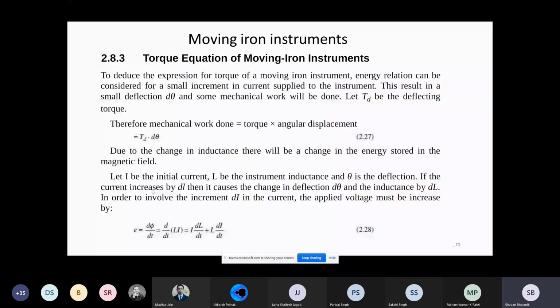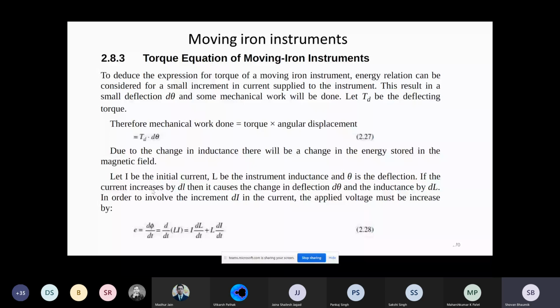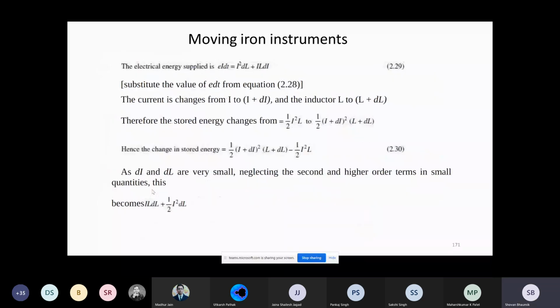So we can write e times i dt as i squared dL plus i L di. We substitute this here, and dt will cancel. Now the current changes from i to i plus di, and the inductance changes from L to L plus dL.